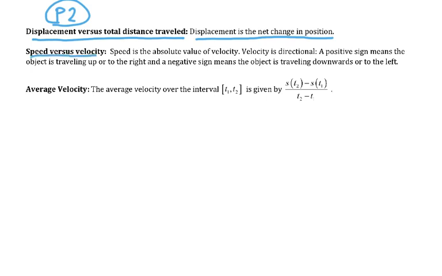Speed versus velocity. Speed is the absolute value of velocity. Velocity is a vector, it's directional. So positive sign usually means it's going up or to the right. It could be east or west, north or south. Anyway, positive is one direction, negative is the opposite direction. And your average velocity over a given time interval is just the change in position over the change in time.